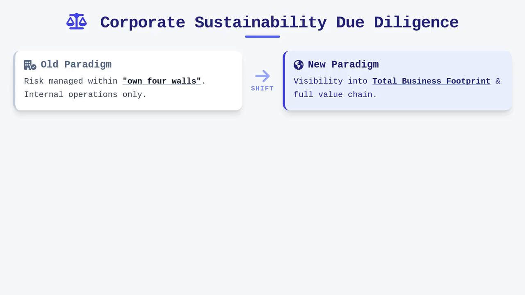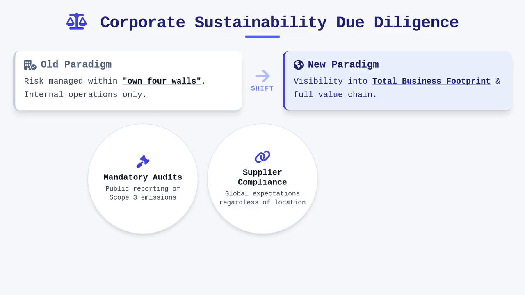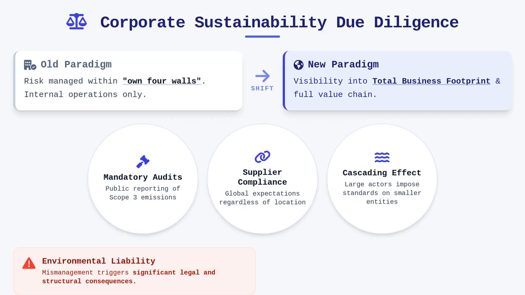This trend effectively forces companies to treat environmental impacts as a liability that, if mismanaged, can trigger significant legal and structural consequences. We are seeing laws that introduce mandatory audits, public reporting requirements for Scope 3 emissions, and strict environmental compliance expectations for suppliers regardless of their headquarters location. This approach creates a cascading effect where the largest financial actors impose their own regulatory-driven standards on smaller entities throughout the global economy. By understanding this pressure, you can see why climate risk reporting is rapidly becoming a core component of fundamental corporate governance.